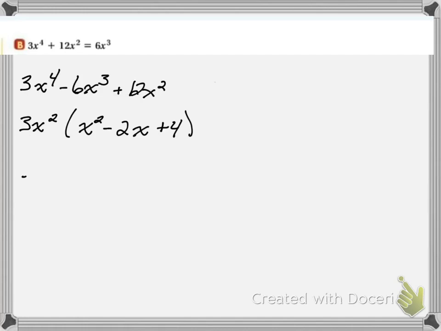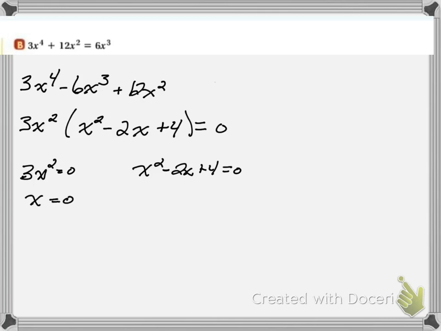3x squared equals 0. Again, that all equals 0. So 3x squared equals 0. X squared minus 2x plus 4 equals 0. Solve. Well, that's easy. X equals 0.